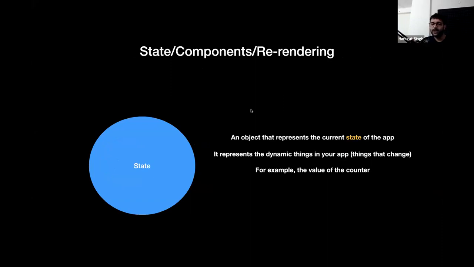What is state? An object that represents the current state of the application. What do I mean when I say object? A JavaScript object. It represents the dynamic things in your app, things that change. For example, the value of the counter. I could create an extremely complex application, but if the only thing that is changing is the counter button, that is what I need to hold in the state. Everything else does not need to be part of the state. Anything on your website that changes is called the state. Anything that does not change, you don't have to worry about.